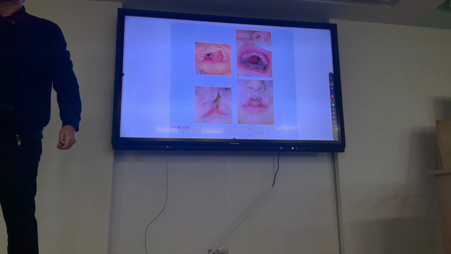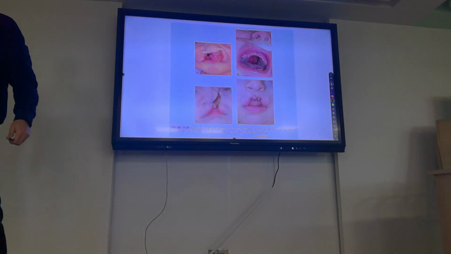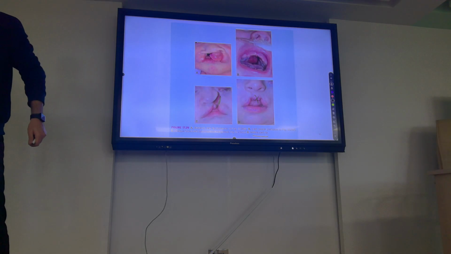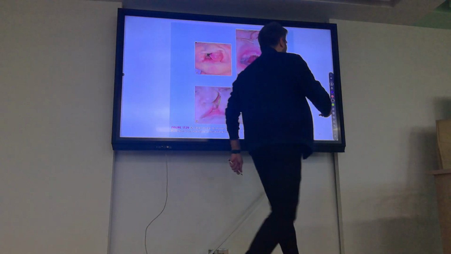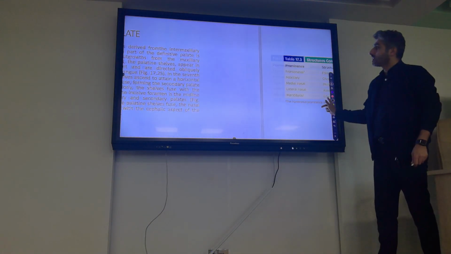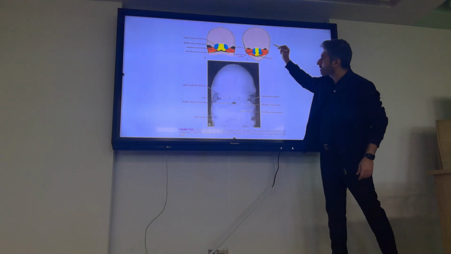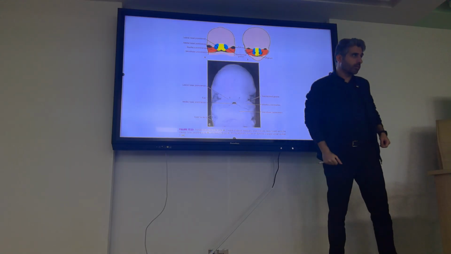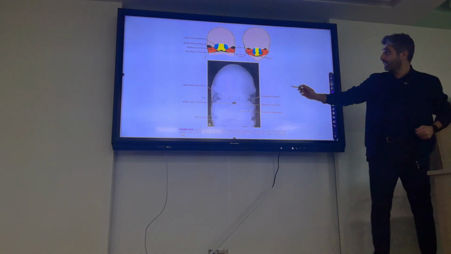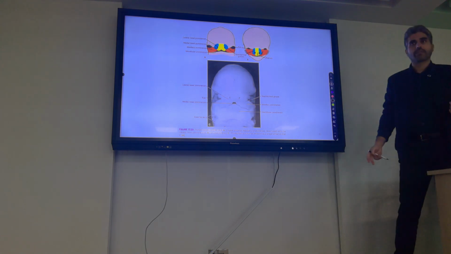So it means it's for the lateral nasal prominence, because the alar part of the nose is made by the lateral nasal prominence. It's the junction of the lateral nasal and the maxillary prominence. Let me show you where it is. If the problem is lateral, it means it's here, between blue and red. Blue is lateral nasal and red is maxillary prominence. But if the cleft is in the midline, it's in the intermaxillary segment.